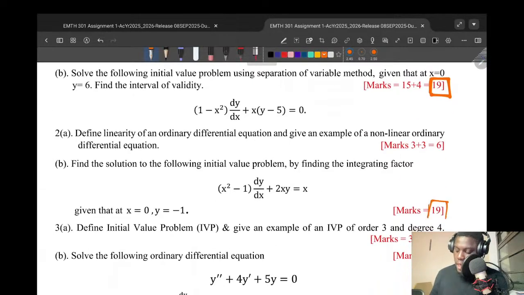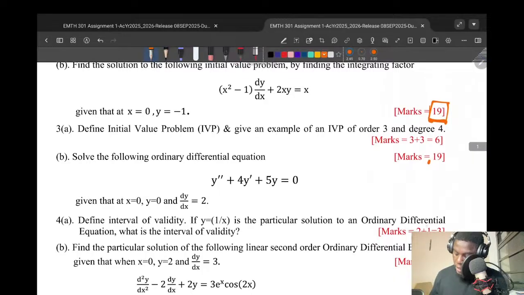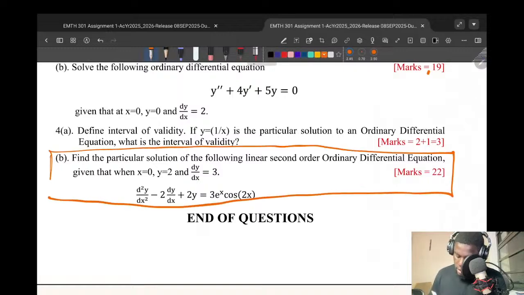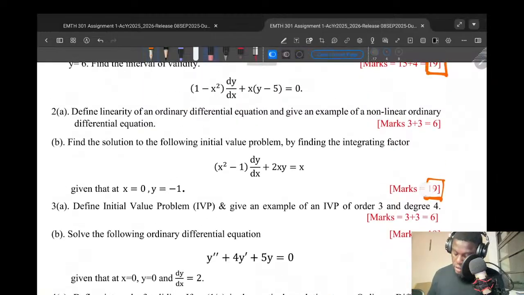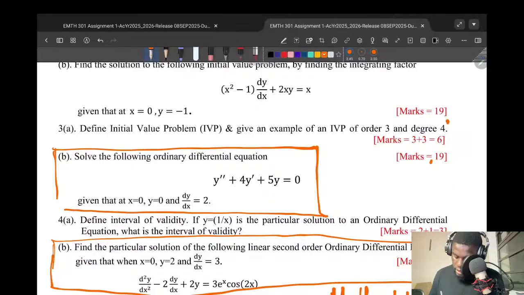19 marks. We want to solve this one where it says solve the following, part B. So this one is number 4B, which is going to be differential equation method number 4. Remember, I said there were 4 methods. Here, solve the differential equation, then they give you this. This one, again for 19 marks, is going to be method 3.